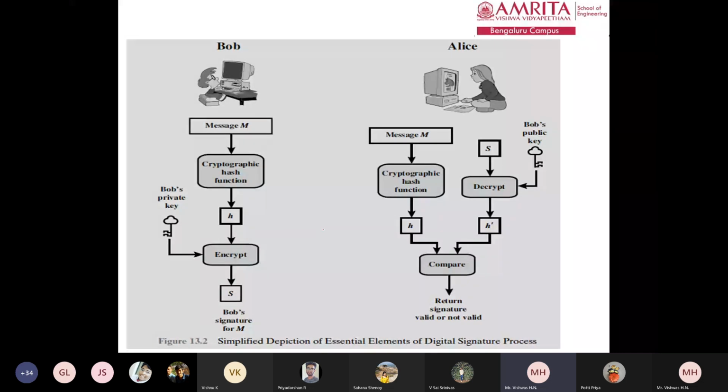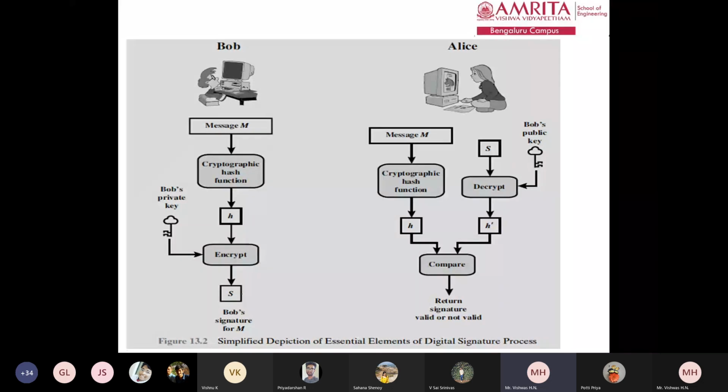You can see here you have a message, put it into the hash function, you get the hash code, and then encrypt it using Bob's private key. This is what I told you. This provides both authentication and integrity. It is not providing any confidentiality. You take the hash code of the message, encrypt that hash code using Bob's private key, and send it.